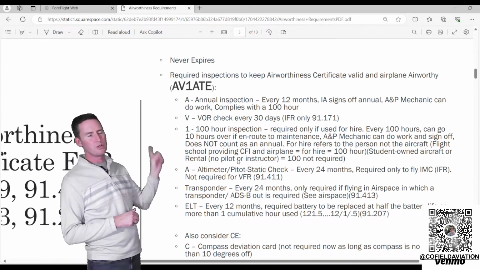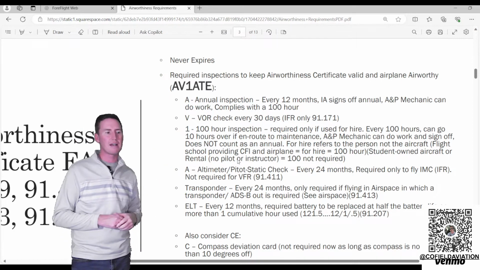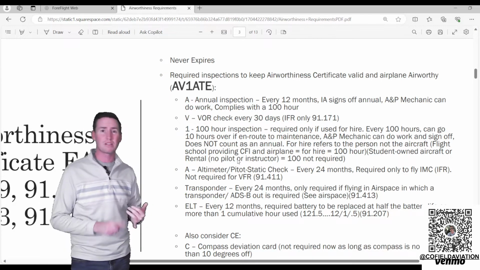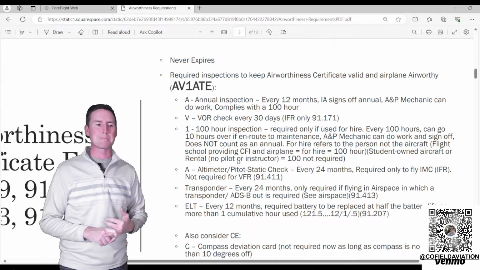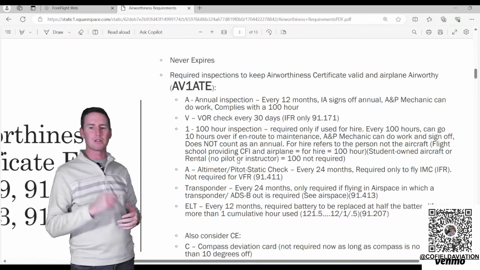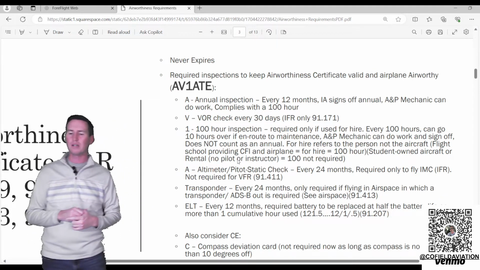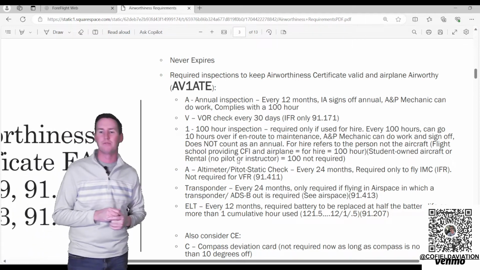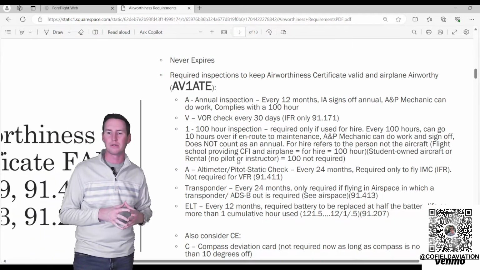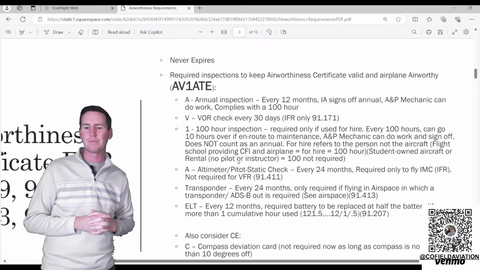But VOR checks, dual VOR checks, if you're having to do ground-based checks, VOTs, or even airborne checks, remember to look in your chart supplement to find where you can do that and what frequencies and so on.